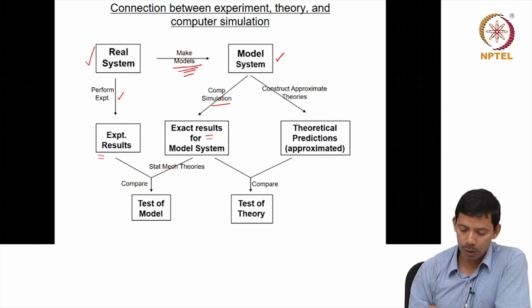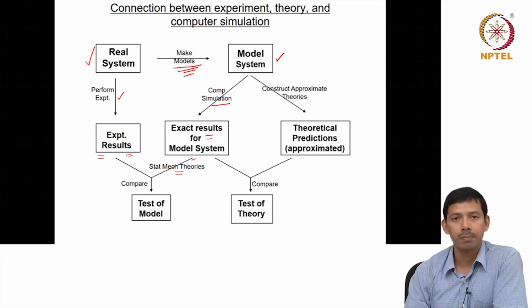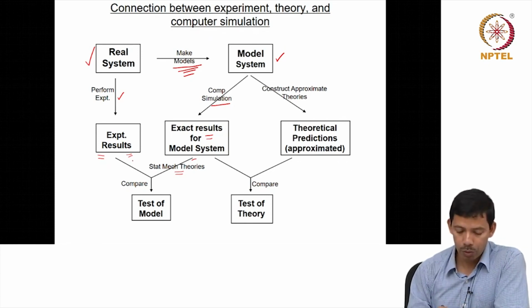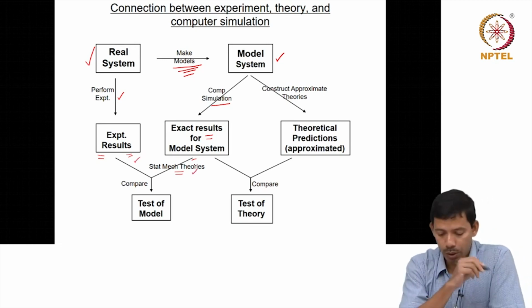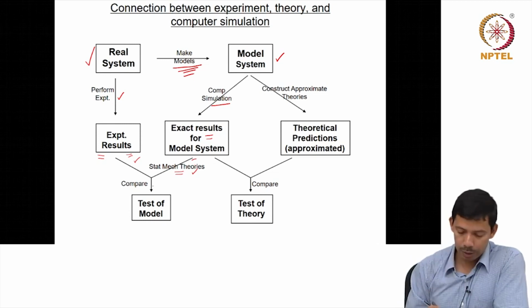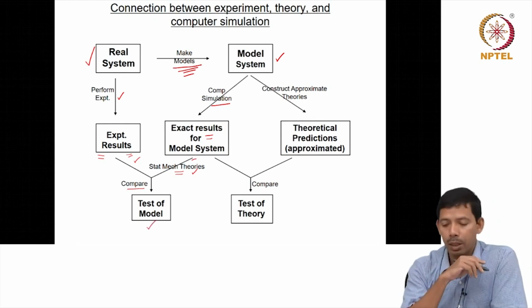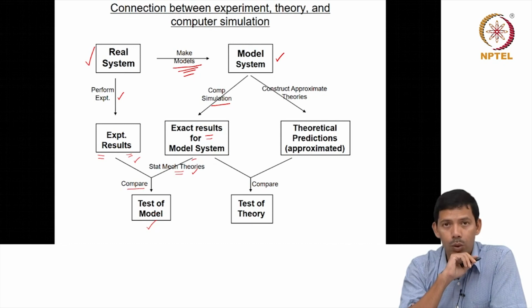Now what you do is, you apply statistical mechanical theories to your computer simulation data, and using the statistical mechanical theories, you generate the same thermodynamic quantity for which you have the experimental data. Now you compare your experimental data with the data you obtain from computer simulation and statistical mechanical theories, and if they compare very well, then you can say with confidence that my model system was very good.